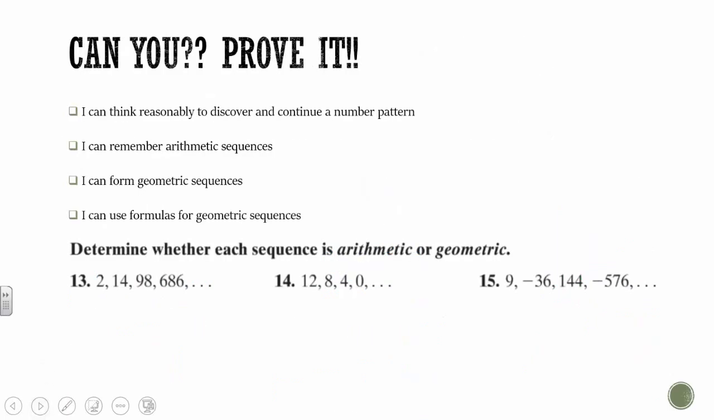So you should be able to do that with these guys right here, and I want you to also write their formulas. So write an equation.